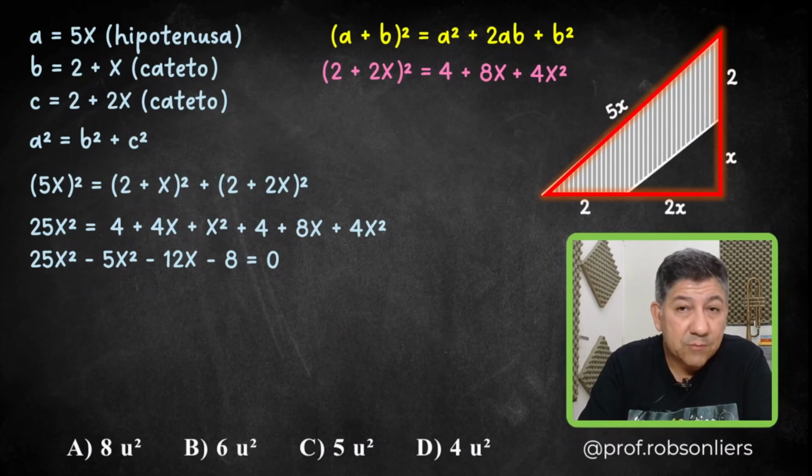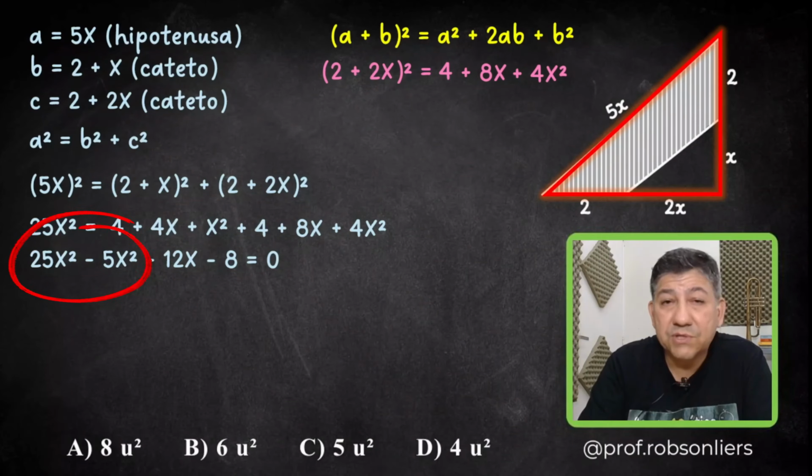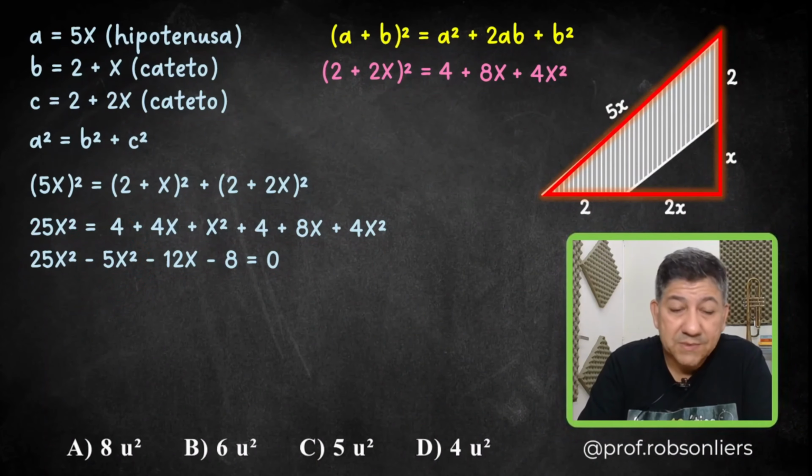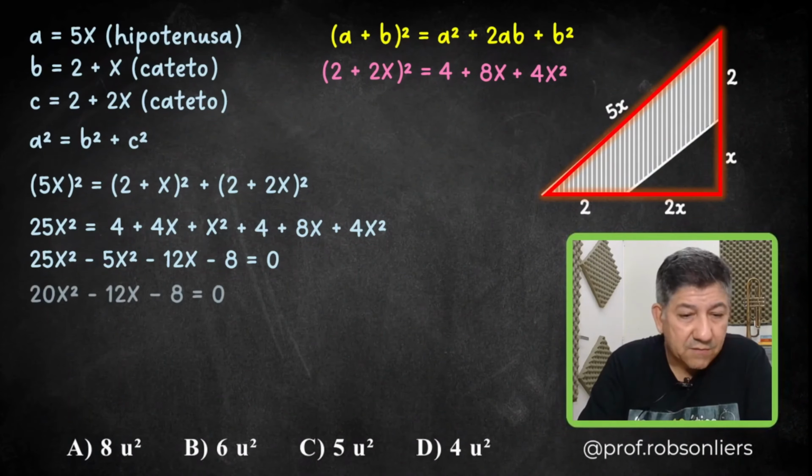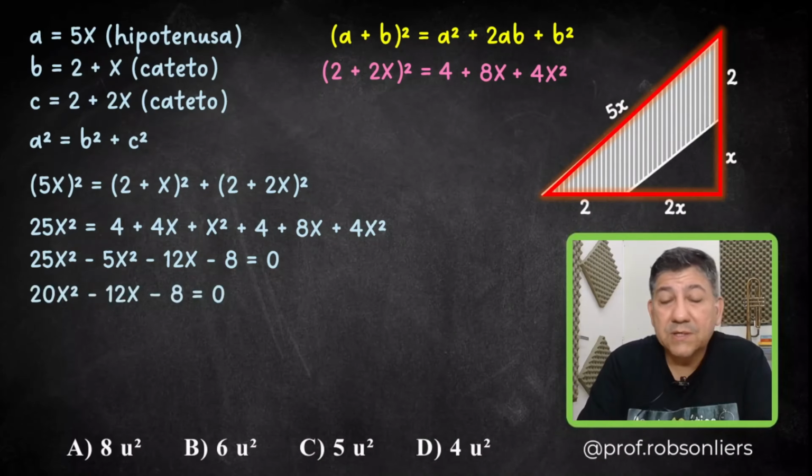We still have like terms here. Look, 25x squared minus 5x squared. I can solve this subtraction. 25 minus 5 is 20, so it will be 20x squared. So rewriting here, look, 20x squared, 12x minus 8 equals 0.